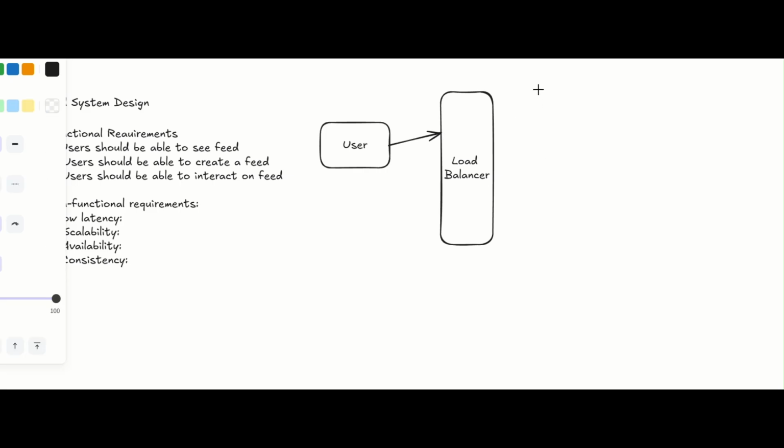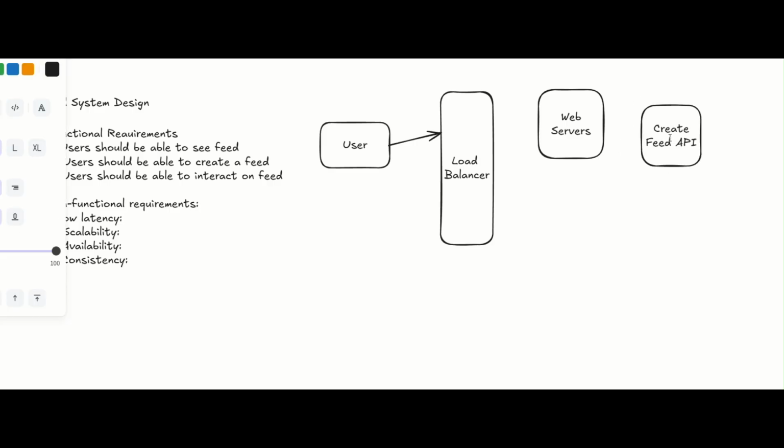So from here, the load balancer will send a request to the web servers, and the web servers will send a request to the create feed API. The create feed API will save data into the database. And if there is any media associated with it, especially images or videos, those could be stored in S3 storage.